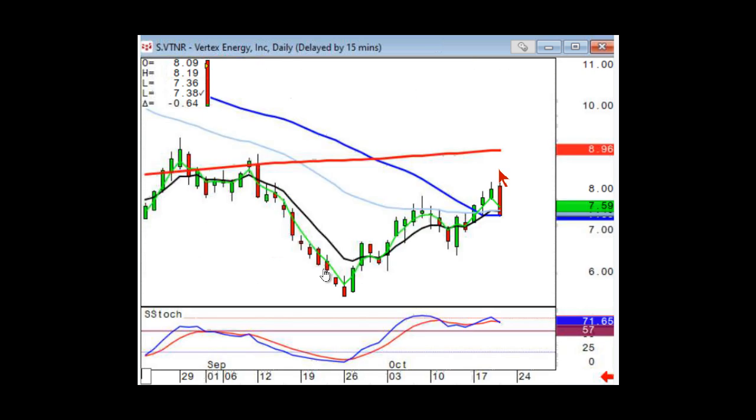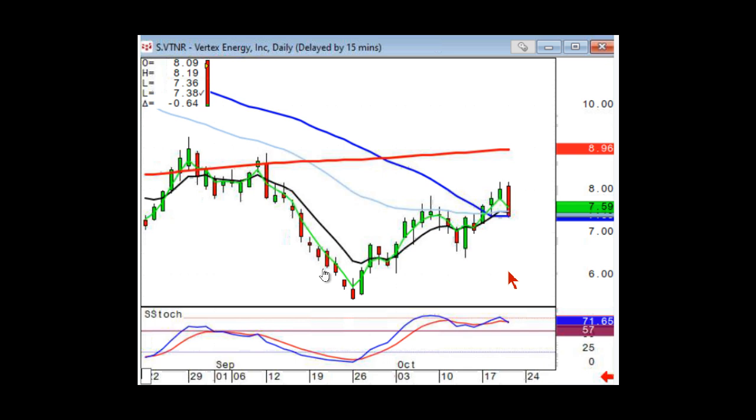BTNR, bearish engulfing signal, closed right back at the 50. So it's doing one of two things. Going to support at the 50 and head up. If it trades lower, now you've got a strong sell signal. This one is very strong.